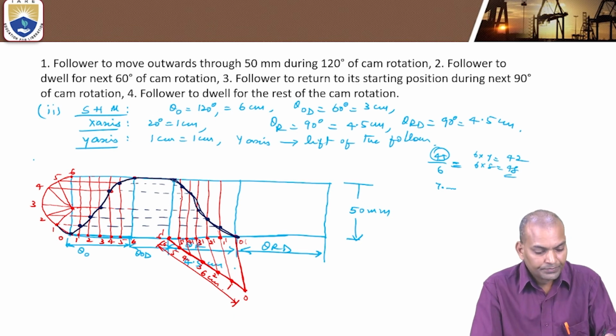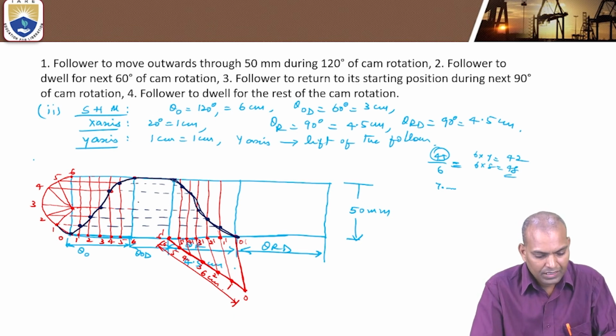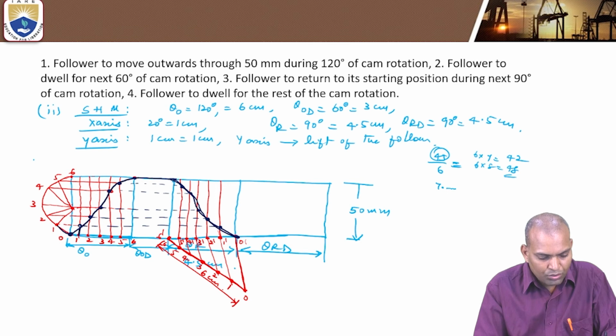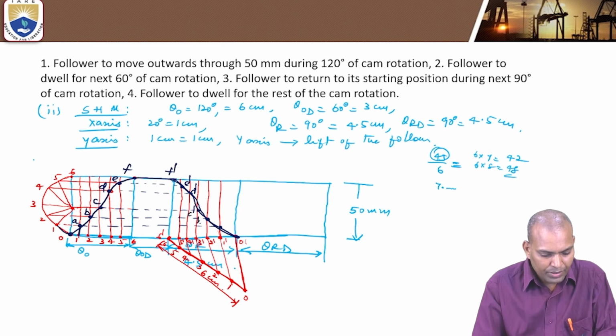Now here, what it indicates in the downward portion: when the cam rotation is at 0 degrees of rotation from the starting point, it is at 0. Next, when it rotates 20 degrees of cam rotation, the motion is 1, 2. Mark them here as A, B, C, D, E, F. It is F dash, E dash, D dash, C dash, B dash, A dash, and O dash.